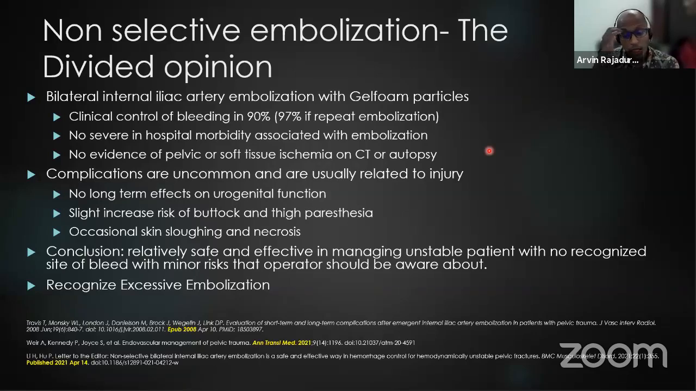All right. Complications are uncommon and are usually related to the injury, and they have found no long-term effects on urogenital function. There is, of course, a slight increase in risk of buttock and thigh paresthesia, and occasional skin sloughing and necrosis. So these are complications that can happen. And as an interventional radiologist, you should also inform all the primary teams, and all the team players should be aware of these kinds of complications that can happen. And we should always, as interventional radiologists, recognize excessive embolization and not push too much. Once we see the flow has slowed down and there's reduction in inflow, we usually tend to stop.